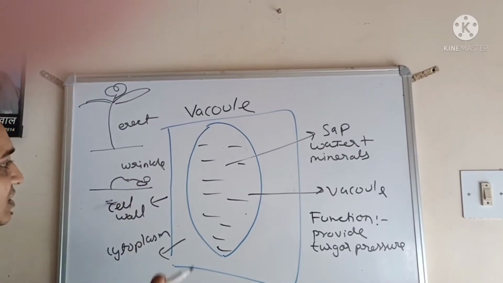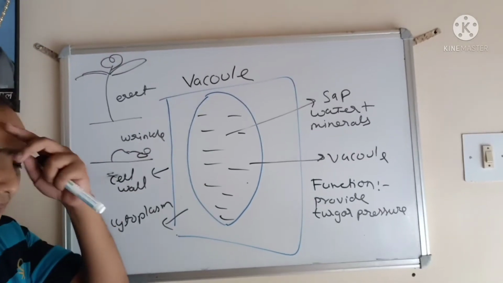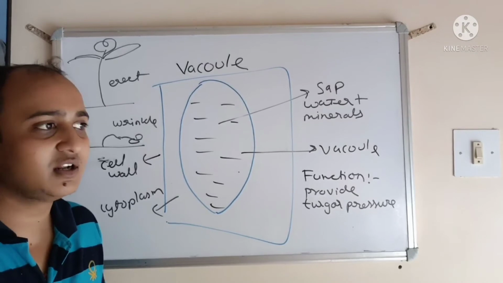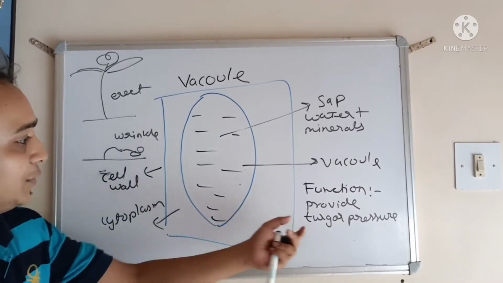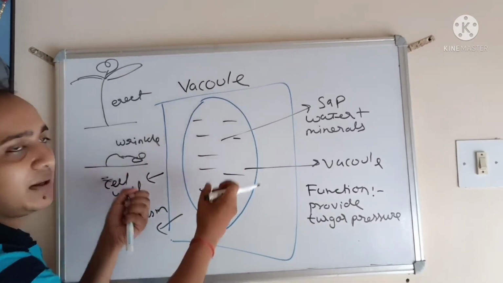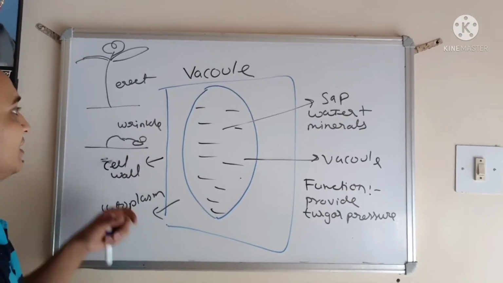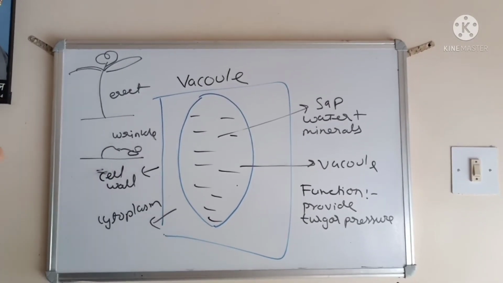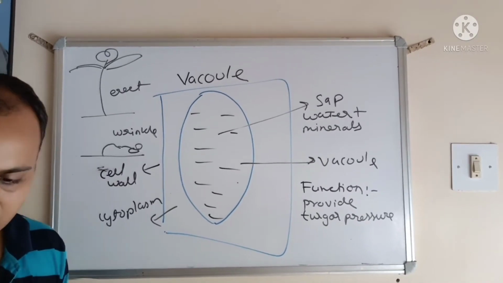And think of a case of dehydration. If there is dehydration or drought condition, there will be no water, so there will be no turgor pressure. The water will not apply pressure to the vacuole, and the plant will go into a wrinkled shape. So that is the function of vacuole.